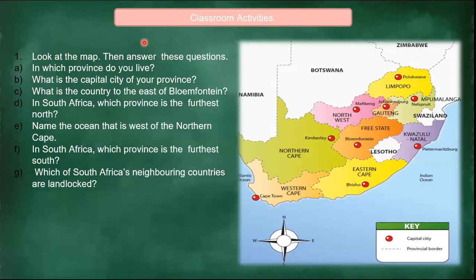Okay, on the group chat, let me see. Maybe there are other people from other places. Okay, somebody says I am from Western Cape and my capital city is Cape Town. Nice one. Okay, and then yes, let's continue.